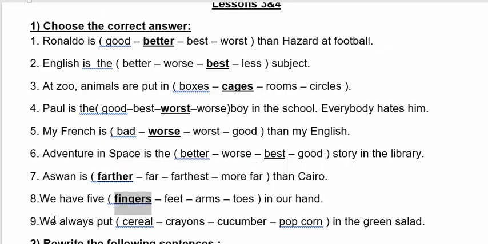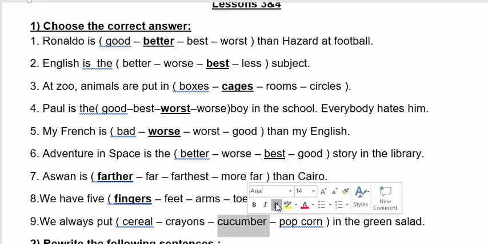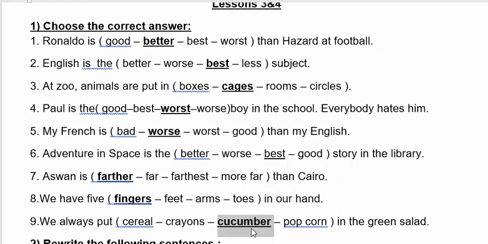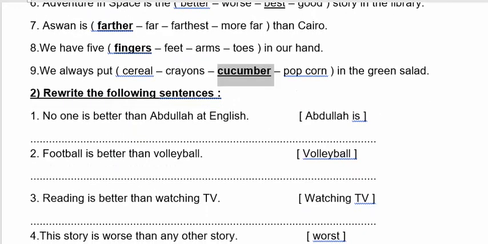Number 9, we always put cereal, crayons, cucumber, popcorn in the green salad. Look at green salad. Yes, you can use what? Excellent, cucumber. So the answer will be cucumber. We always put cucumber in the green salad.